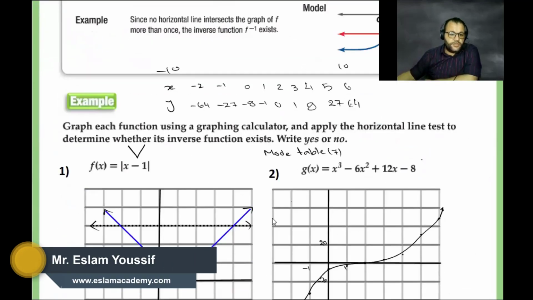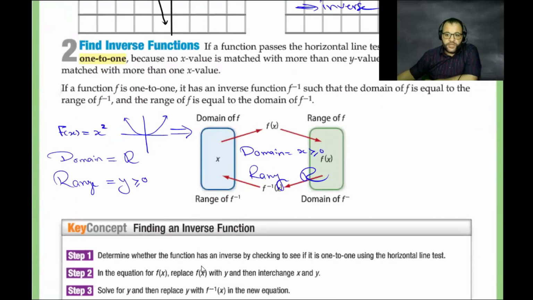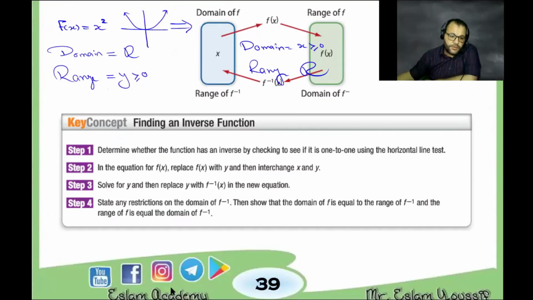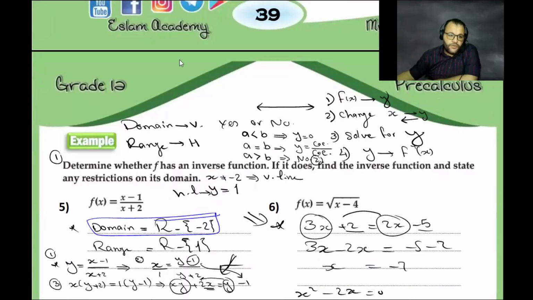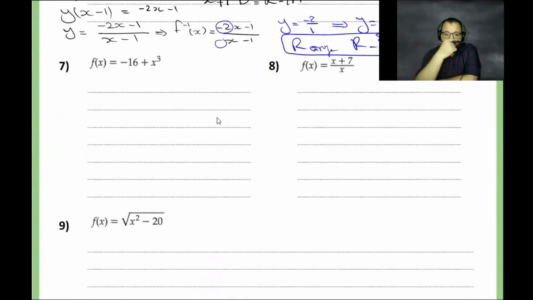We can continue. As we said before, for the function and its inverse, the domain of the first will be the range of the second, and the range of the first will be the domain of the second. We solved number 5 and number 6, but we didn't complete 7, 8, and 9. So we need to find the inverse of the function f of x equals negative 16 plus x to the power 3.